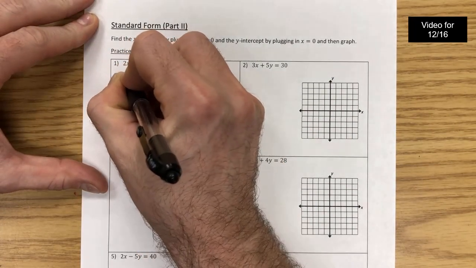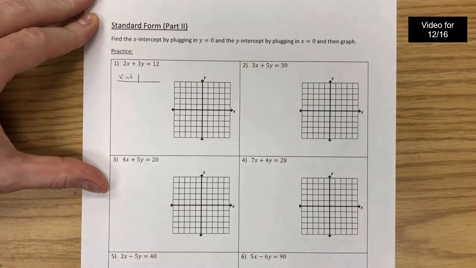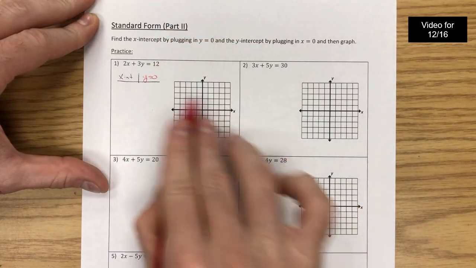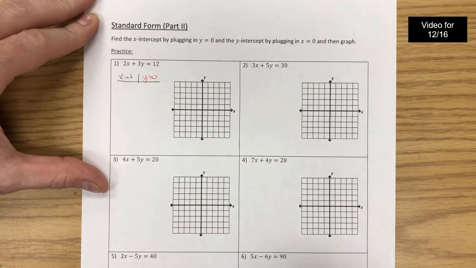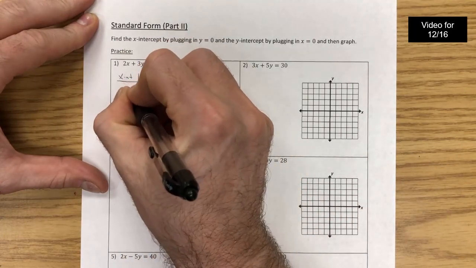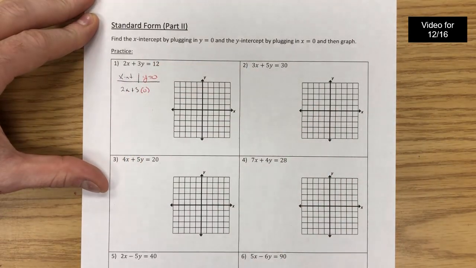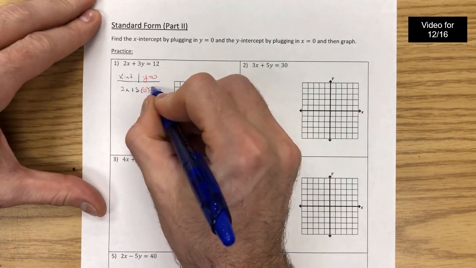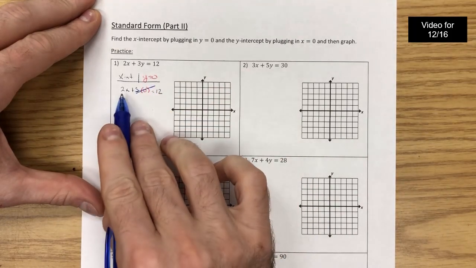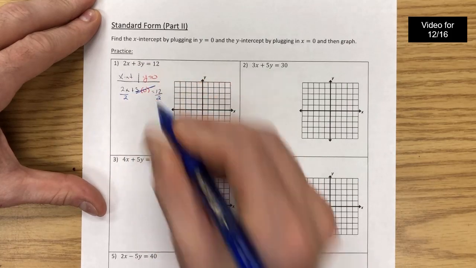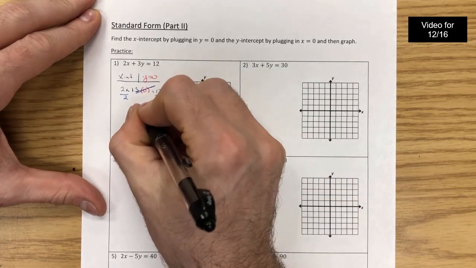So for my x-intercept, I'm going to plug in a value of y equal to 0. Remember, when it crosses this axis, there's no height. So I rewrite the equation with a 2x plus 3 times 0 equals 12. And now the cool part about this is that any number times 0 cancels out. So really all I'm looking at is 2x equals 12. And that's solved as simply as dividing by 2, which means that my x is equal to 6.